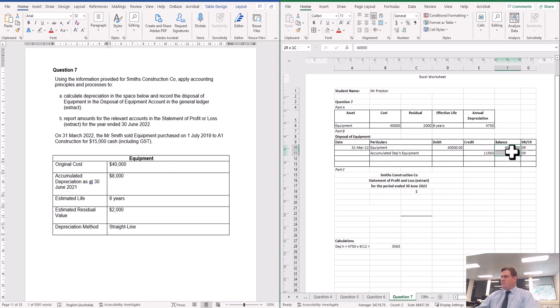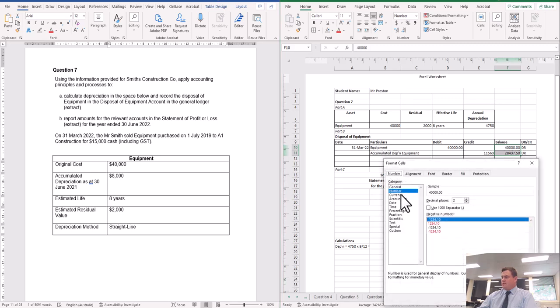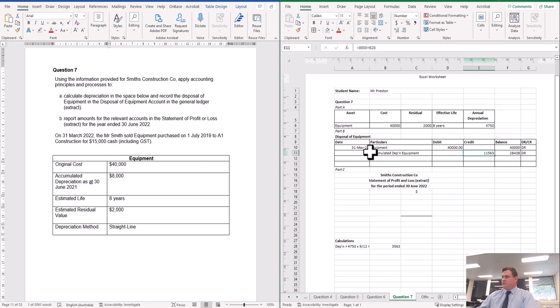Just going to get rid of decimals. Don't need them for this question. And it's putting a decimal in there for the depreciation, which I should get rid of. So we've got the equipment in the accumulated depreciation. So step 1 was depreciation up to date. Step 2, close off the cost of the asset. Step 3, close off the accumulated depreciation. So step 4 then is to record the consideration.